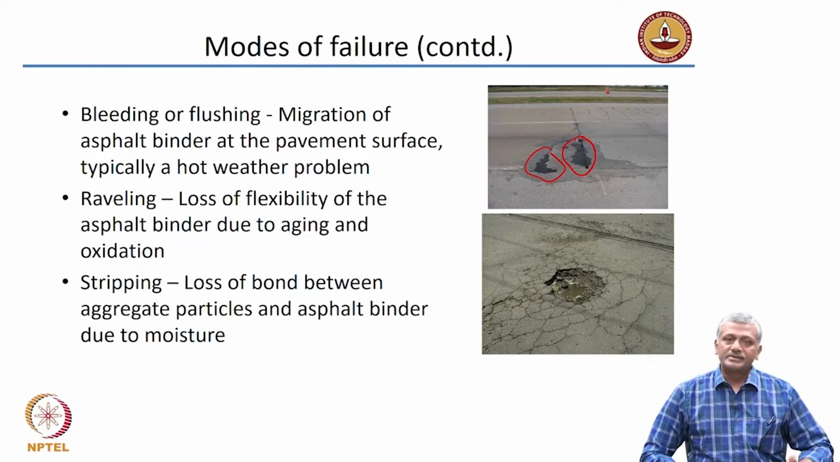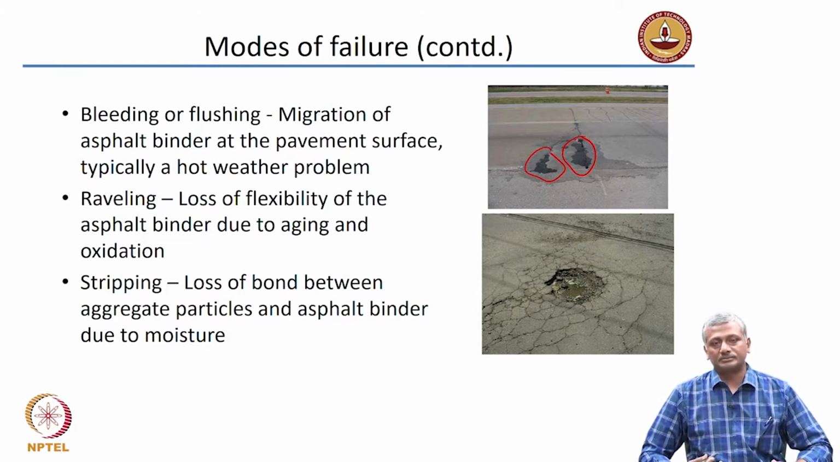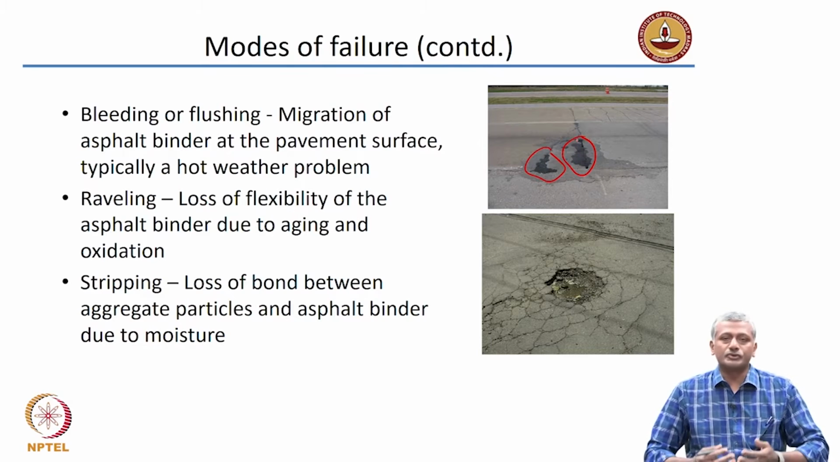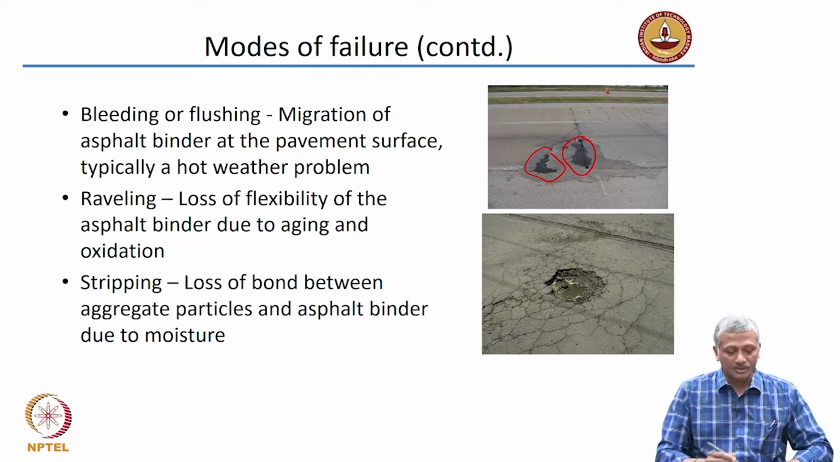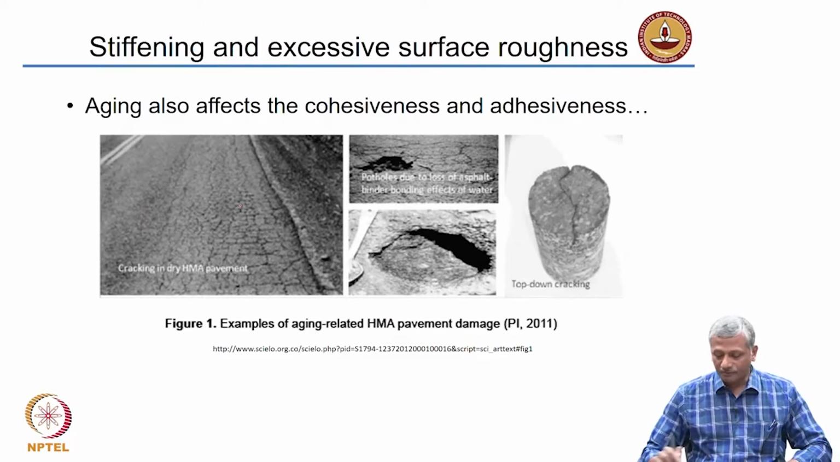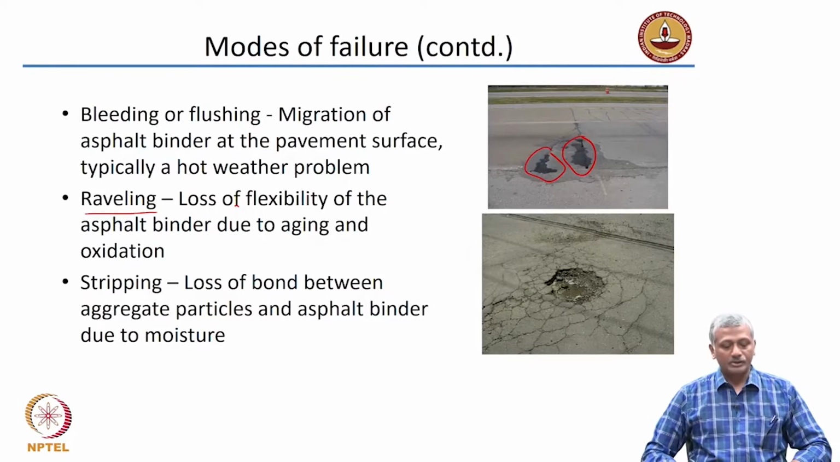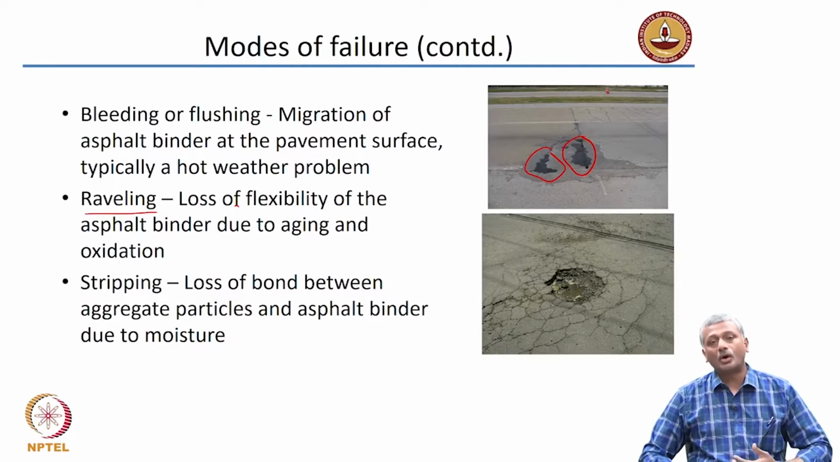Now, again, like polymers, asphalt also loses its flexibility with aging. Why is aging happening? Of course, not just because of wear and tear caused by natural service conditions, but also because of the fact that you have ultraviolet radiation from the sun affecting the pavement surface. So, raveling is the term associated with the loss of flexibility of the asphalt layer or asphalt binder because of aging and oxidation.